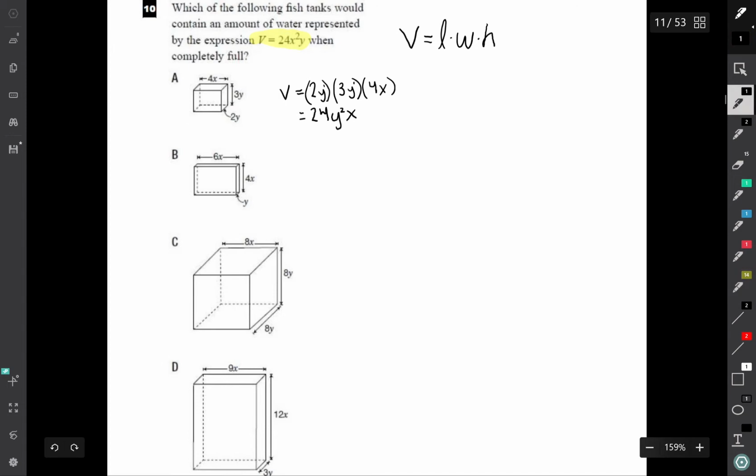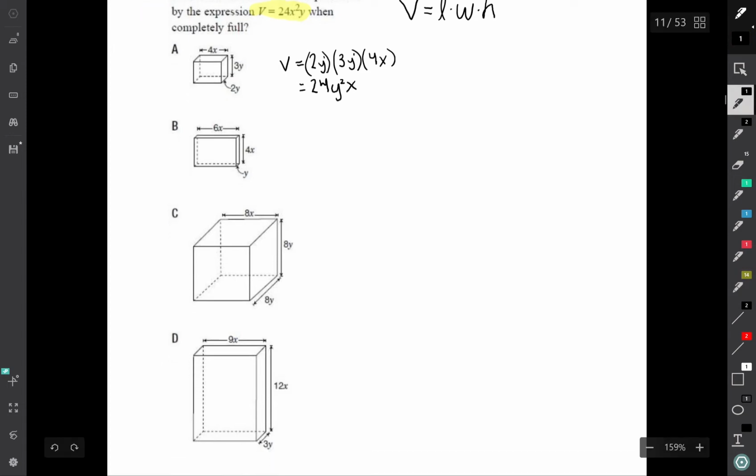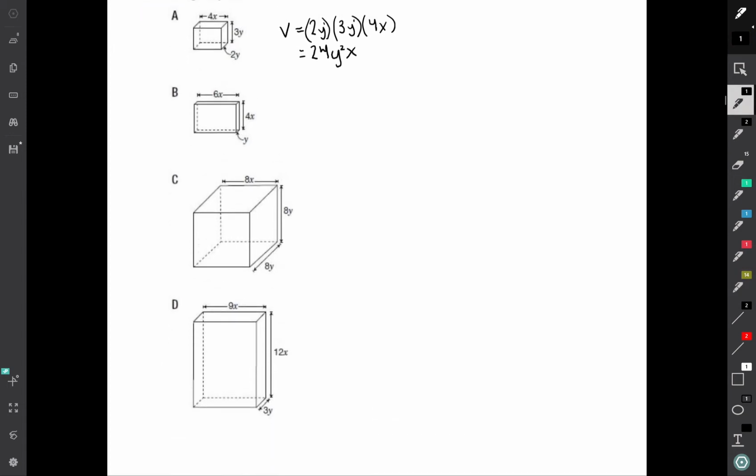So let's keep trying. All right, so I'm going to now try B. So this one here was A. I'm going to try B. So again, volume is equal to the length times width times height. So I have y times 4x times 6x. Okay.